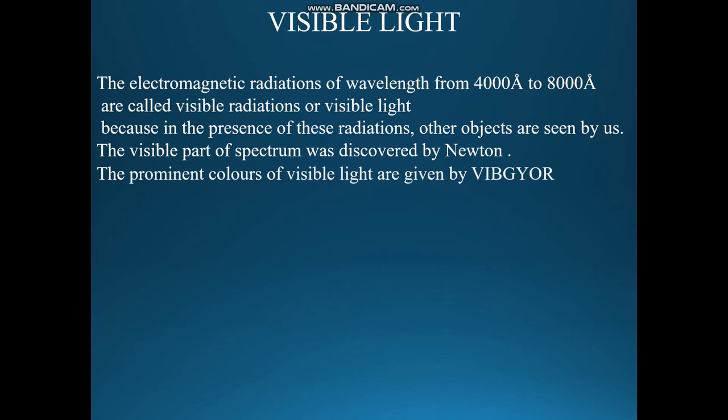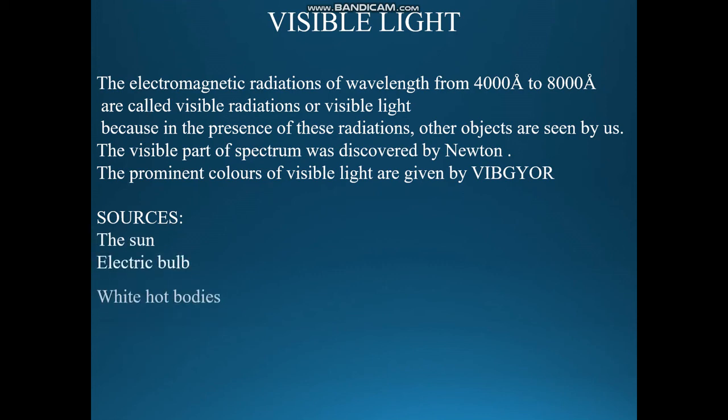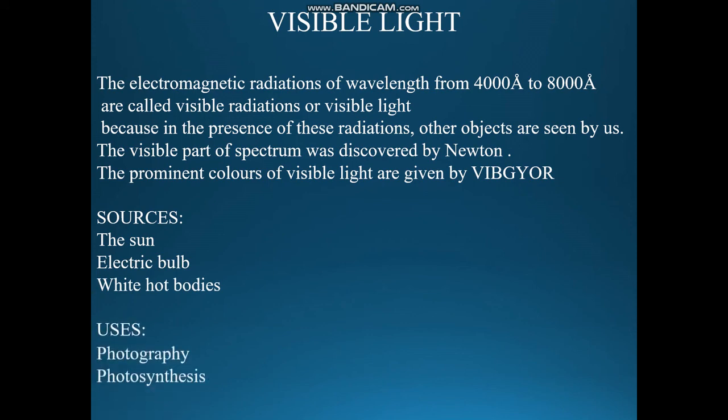The prominent colors of visible light are given by VIBGYOR. What is the source? The sun, electric bulb, white hot bodies. The uses: in photography, photosynthesis, and to see objects around us.